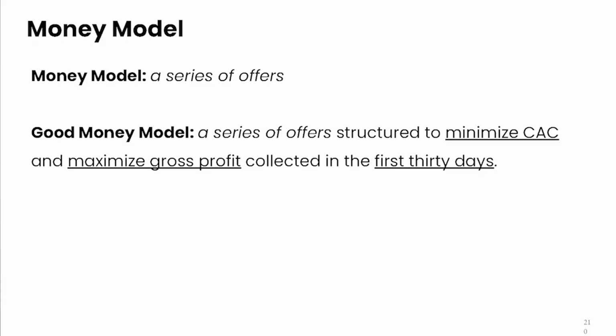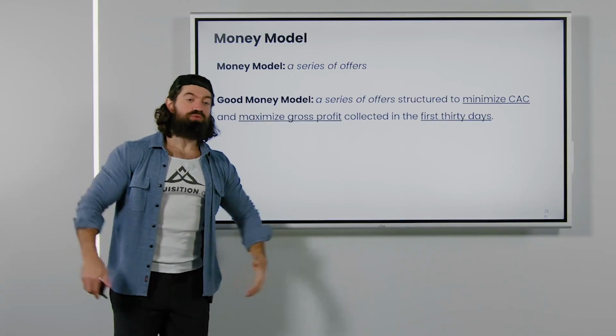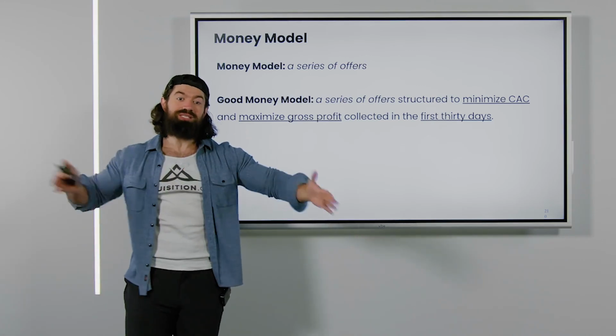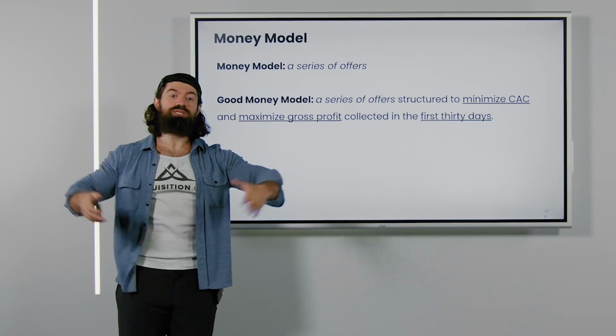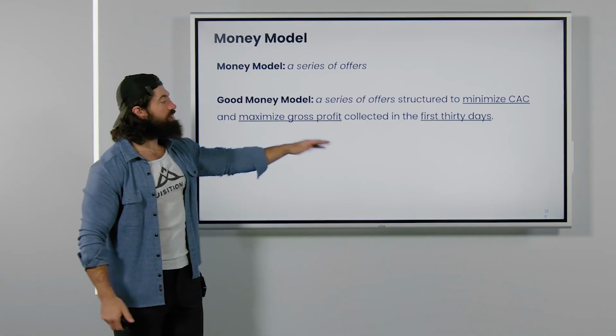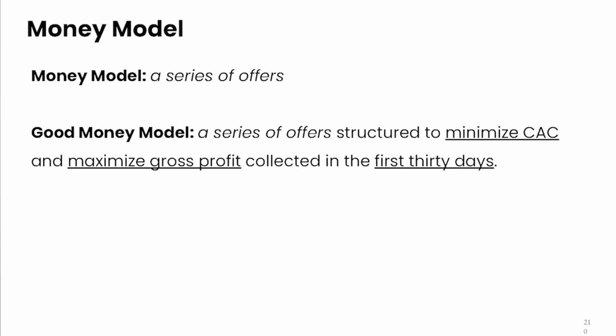All right. So a money model is a series of offers. That's it. The reason I had to start with the offers book before talking about the money model book is that an offer is one unit. A money model is sequencing these things, is putting them in a series of offers deliberately to maximize gross profit collected in the first 30 days. So I will say this all together. A money model is a series of offers.